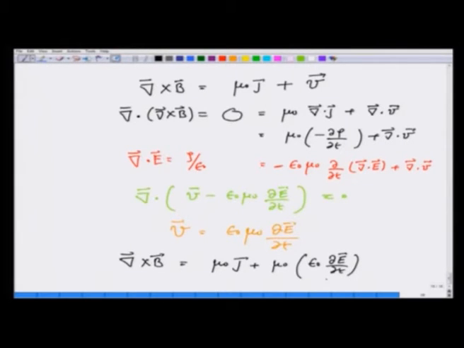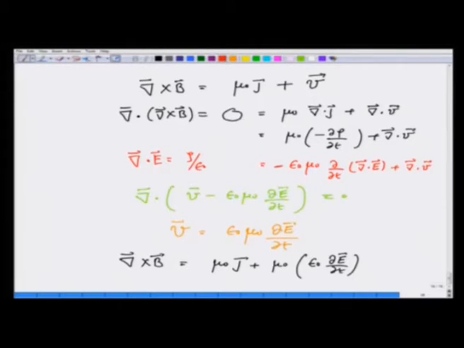This is also like a current term, right? It is an addition, and this makes this mathematically consistent. This term that we have just added, this extra term epsilon 0 dE/dt, is known as the displacement current, because it is related to this quantity called displacement D, which is epsilon 0 E in free space.